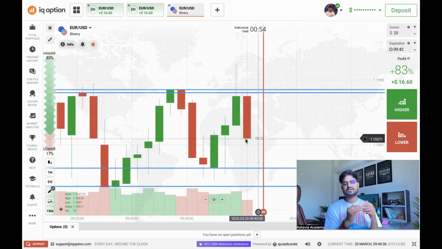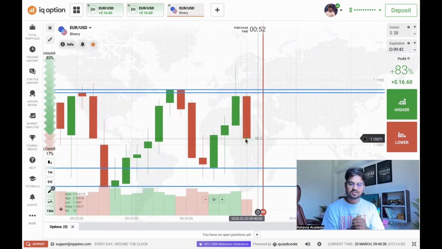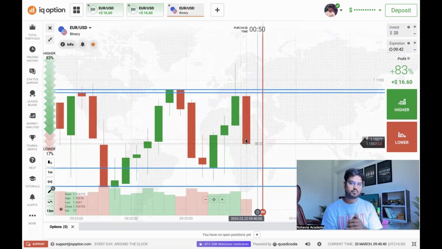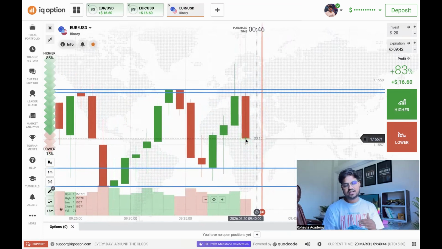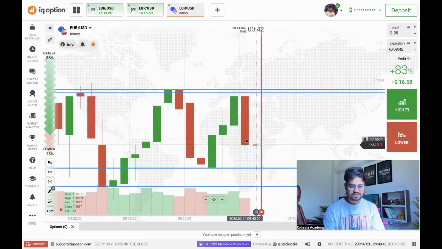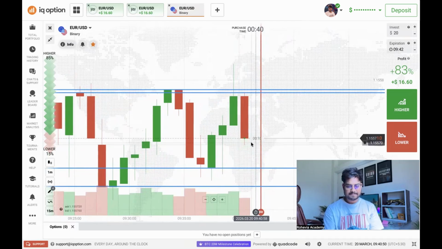If this seller's candle increases the volume, then we can consider the sellers are strong in the market, and there is a possibility the market will move in the same direction. But if this candle decreases the volume, again there is a possibility that buyers can take control over the market. So let's wait for this candle to give me a close.